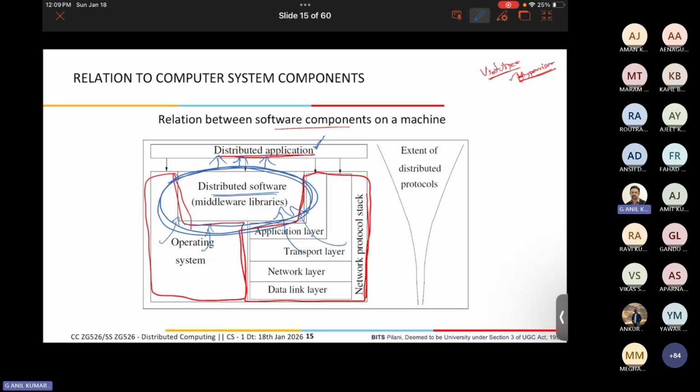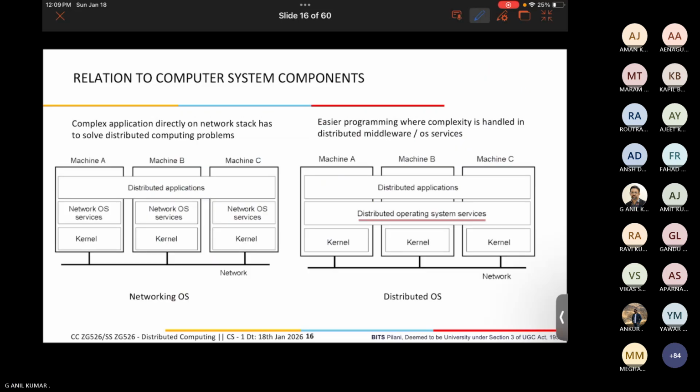So in between, it is acting as a buffer to make all these things happen. We will study all the things that are happening in this distributed layer, or the distributed software. Okay, you see this, it will be much easier to compare what's all in this.